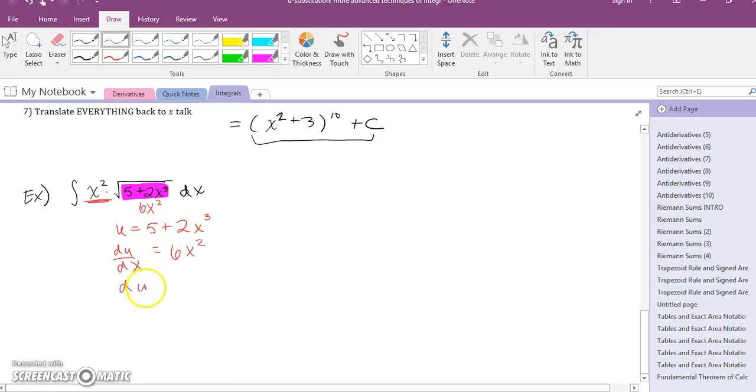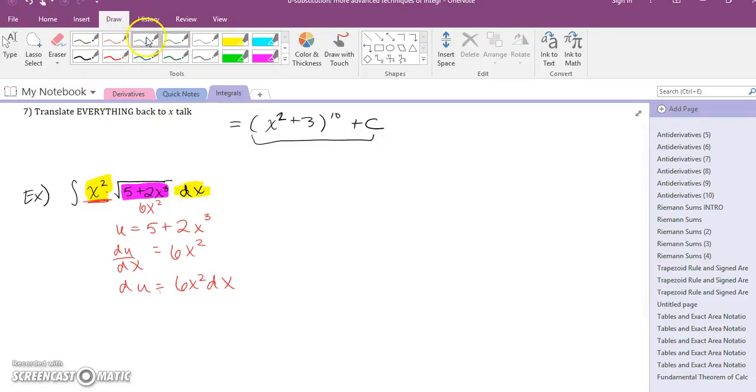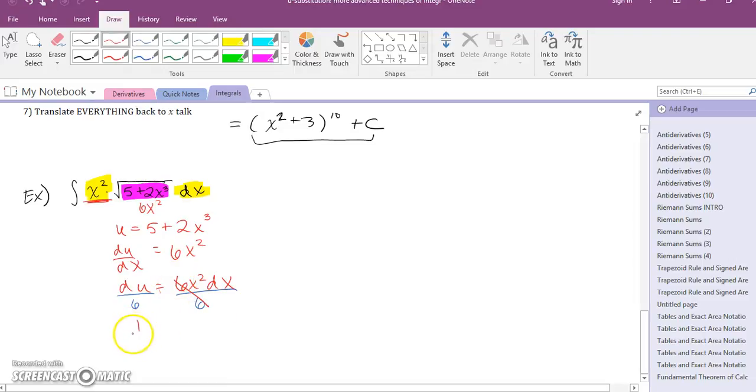I'm going to multiply each side by dx, and I get 6x squared dx. Next thing we want to do is make 6x squared dx look like x squared dx. Well, that's a pretty quick manipulation. Let's just divide each side by 6, same thing as multiplying by 1/6. That cancels. Then I have 1/6 du equals x squared dx. You could leave it as du over 6.